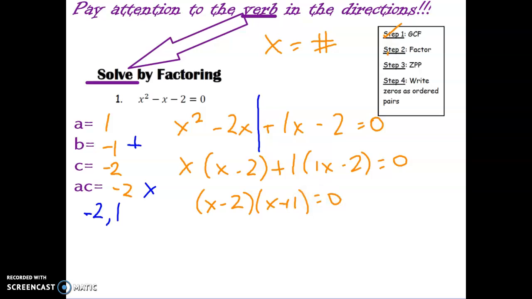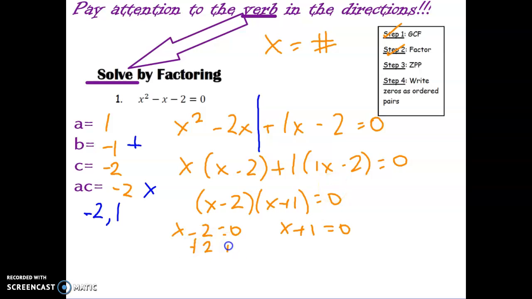Okay, so now we've done the factor part. Now we're ready to use the zero product property. Well, remember the zero product property says if I have two things multiplied together, then either this first one must have equaled 0, or this second one must have equaled 0 in order for me to get 0 as an answer. Remember we looked at that on the other screen. At least one of these must be equal to 0 so that I end up with a 0.